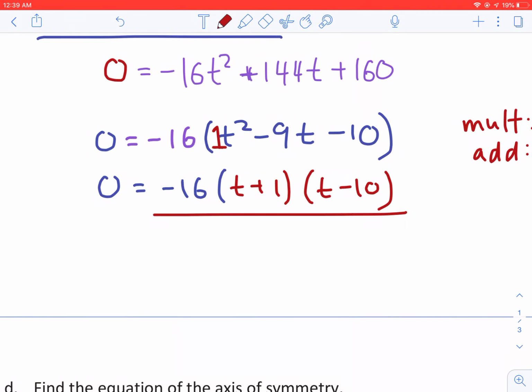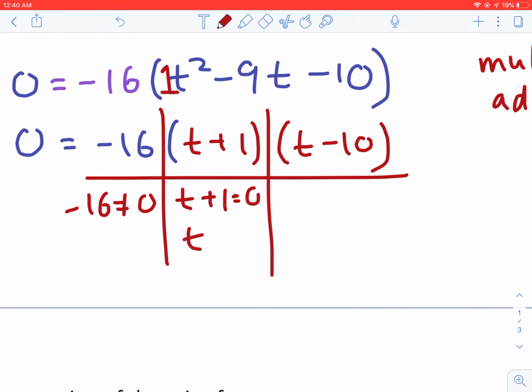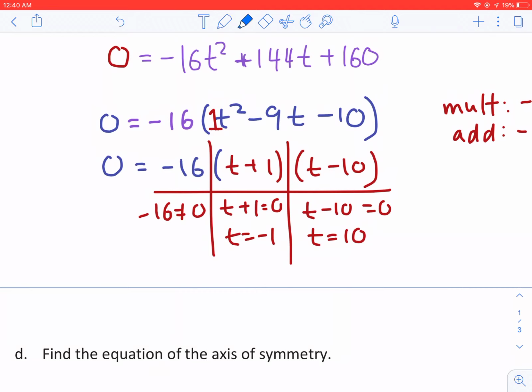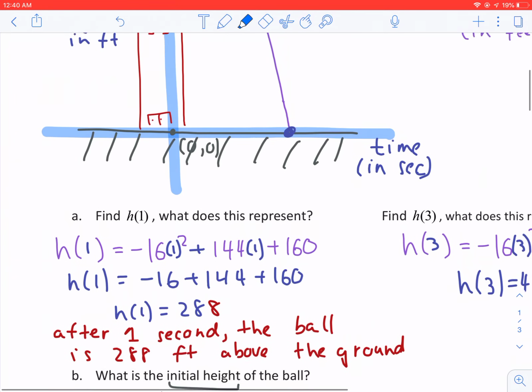And now setting each factor equal to 0. This negative 16 is not going to give us any solutions. Negative 16 can't equal 0. But t plus 1 could equal 0. That's going to equal 0 when t equals negative 1. T minus 10 could equal 0. That is when t equals 10. So we got two answers, negative 1 and 10. So what the heck does that mean?